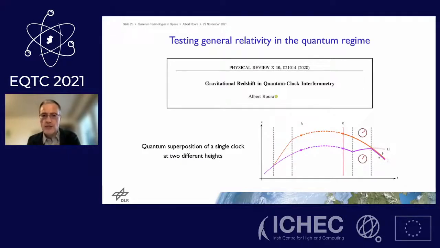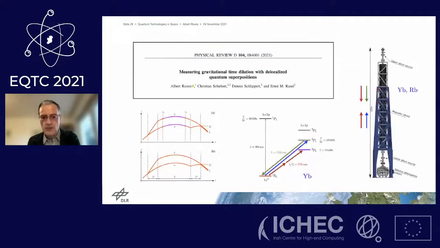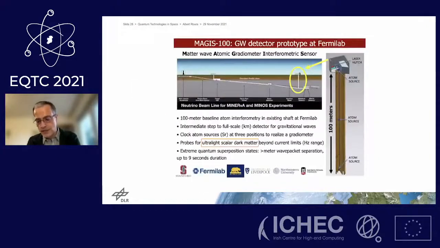So, a test of the equivalence principle, a test of general relativity in the quantum regime. Here one would be comparing not two independent clocks, as in previous measurements of the gravitational redshift, but actually considering a single clock in a quantum superposition at two different heights, and then measuring the gravitational redshift by looking at the interference signal. This is something that could be implemented with some slight variations already in this atomic fountain in Hanover.